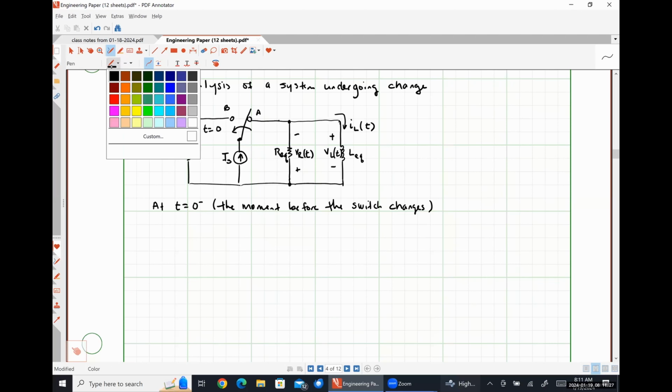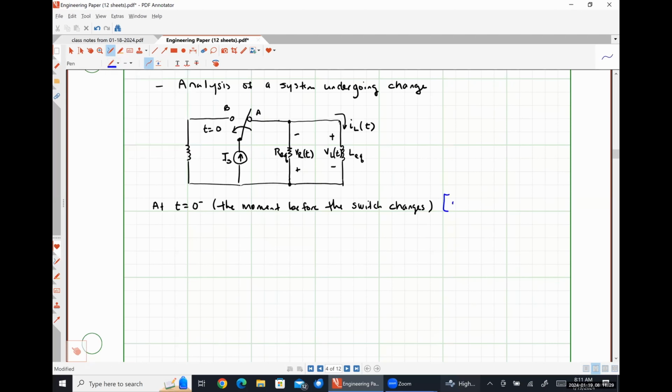So I'm going to put a note over here. DC steady state. And this is just to remind me to use the DC steady state equivalent of my energy storage element in my analysis. So in a DC circuit, an inductor looks like what? A short circuit. So we are going to draw this circuit with the switch closed at position A, and we're going to replace our inductor with a short.